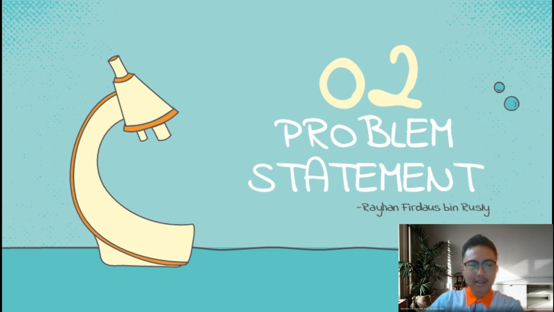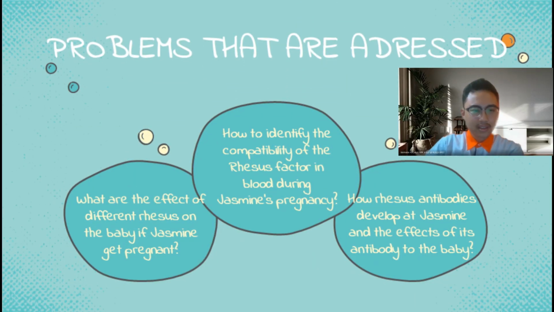Today I will present the problem statement and objective. The problem statement: Aaron, a man with positive RH factor and blood type A+, plans to get married to his beloved sweetheart, Jasmine, whose blood type is similar to Aaron's but has a negative RH factor, A negative.